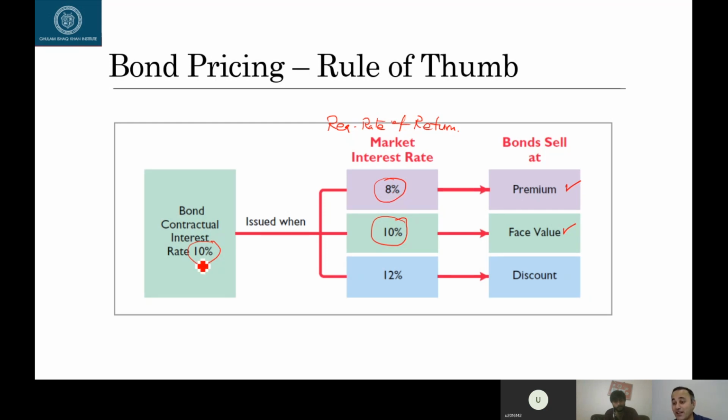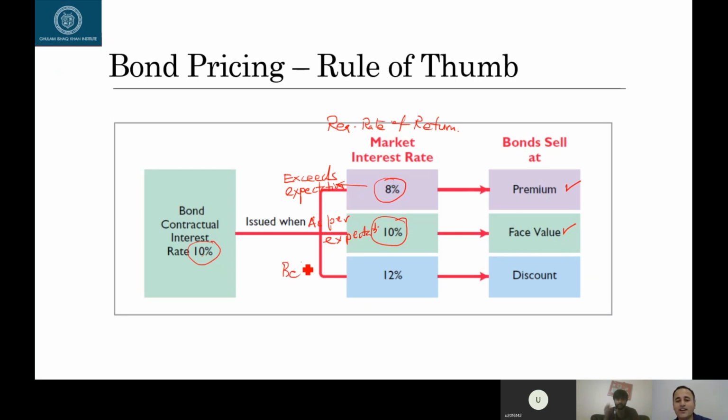You're happy with 8, and actually it is paying you 10. So it's more attractive. It's paying more than your expectation, so you'll pay a premium. This bond exceeds your expectation. So if I translate all these numbers into words, this bond exceeds expectation for you. This one is as per expectation. This is exactly what you're expecting, right? So you pay face value.